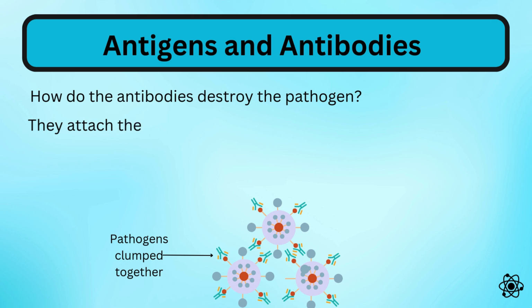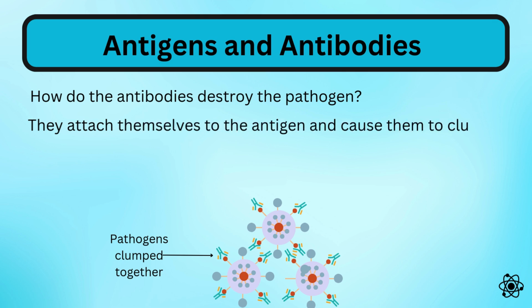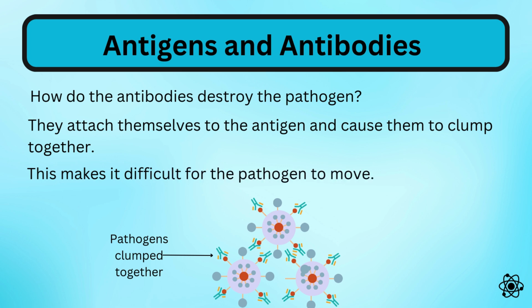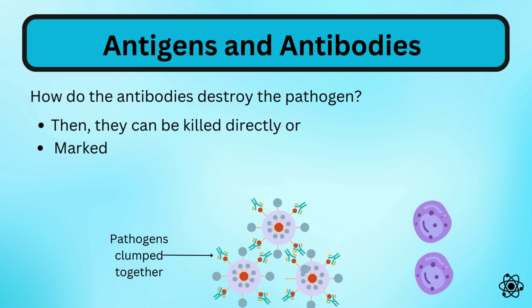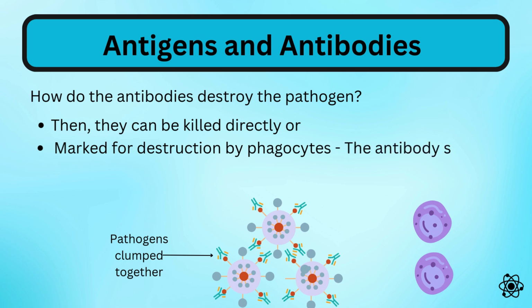They attach themselves to the antigen and cause them to clump or be stuck together. This makes it difficult for the pathogen to move. Then they can be killed directly or marked for destruction by phagocytes. The antibody sends a chemical signal for phagocytes to come and engulf the pathogen.